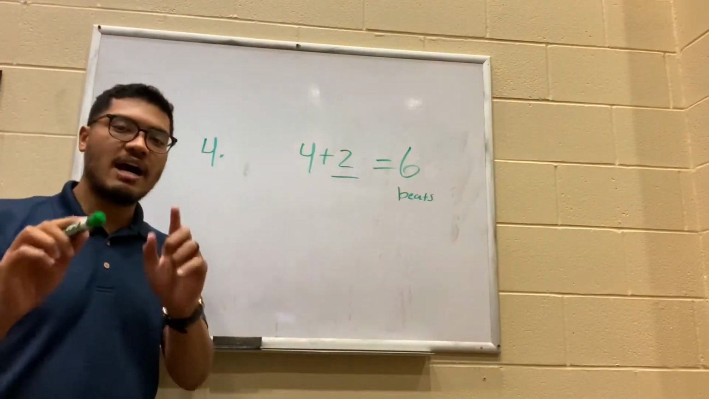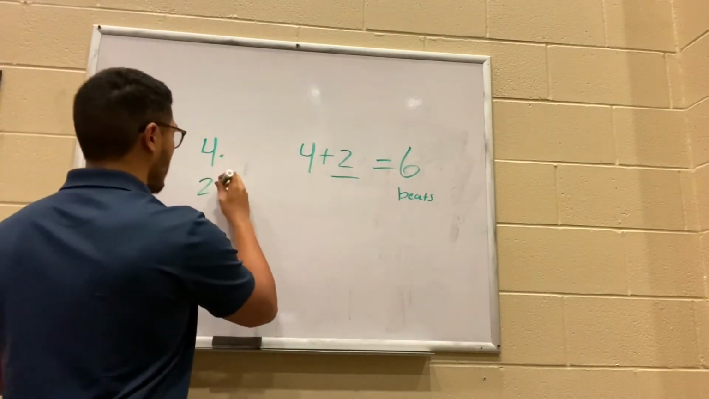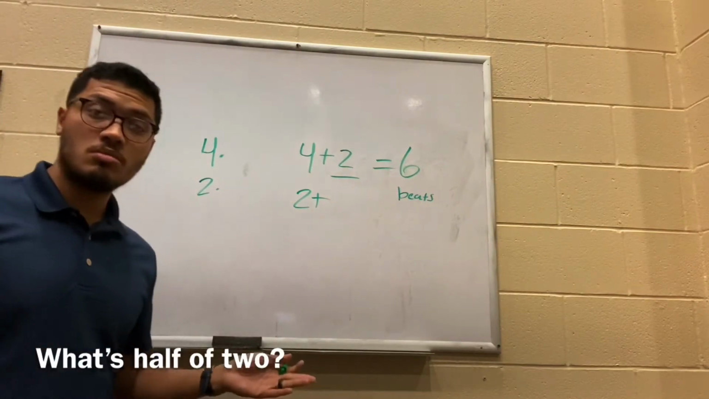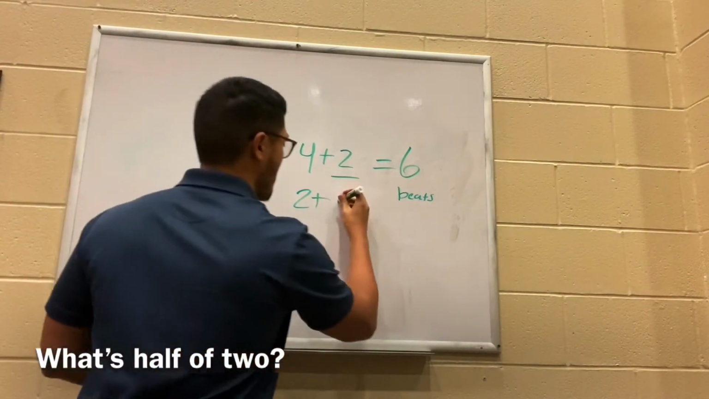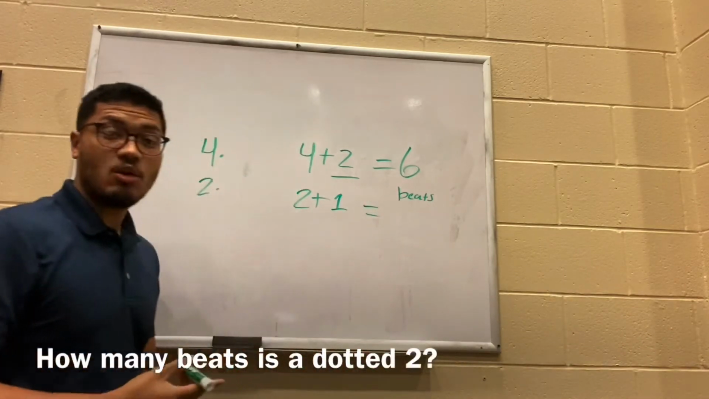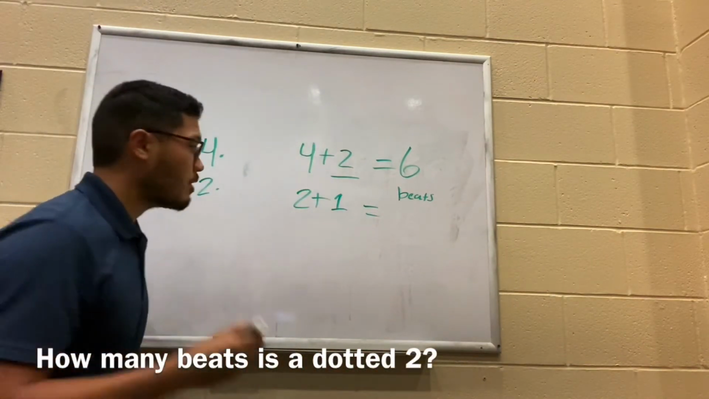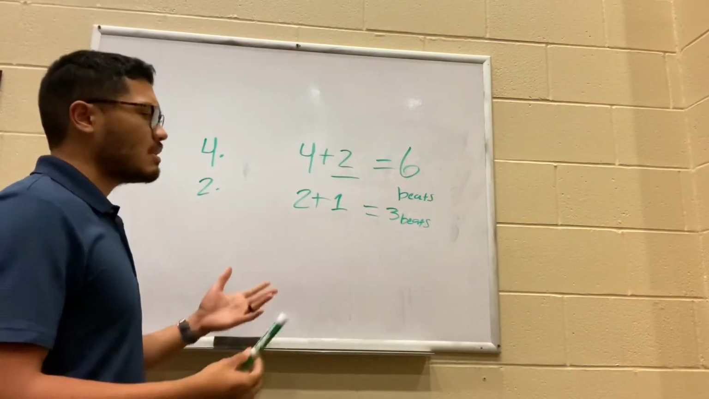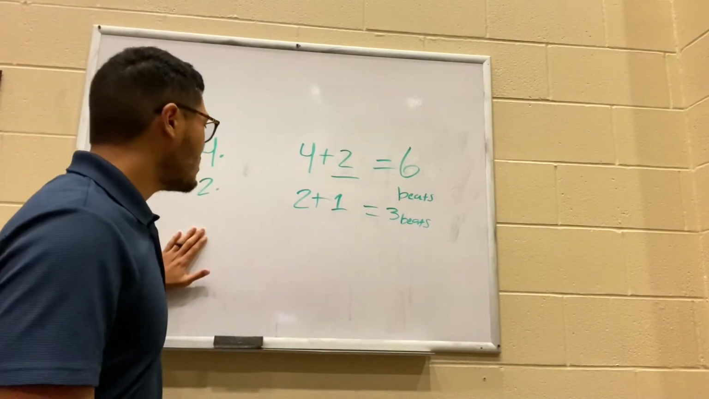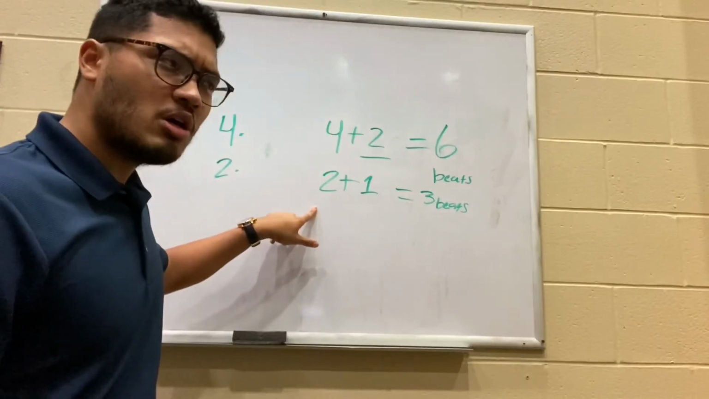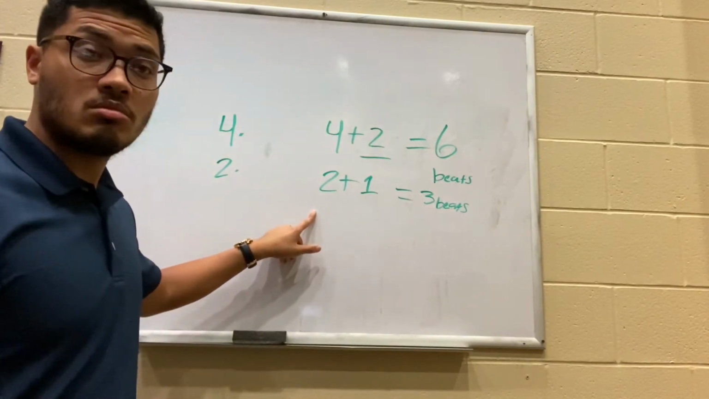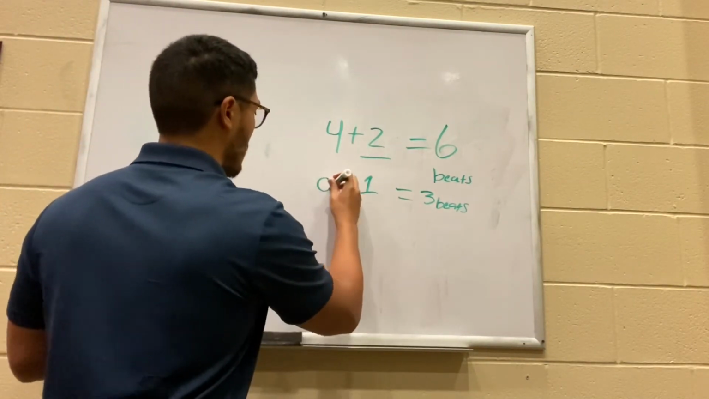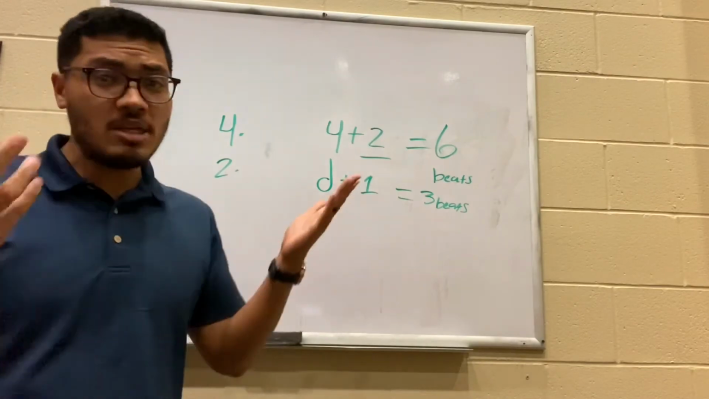What about a dotted 2? So I have a dotted 2. What's going to be half of 2? 1. What is that going to equal? How many beats? 3 beats. So now we have something kind of interesting. Could I change this 2 into a half note? Sure. Half note is 2 beats. Sounds good. Half note, 2 beats, correct?